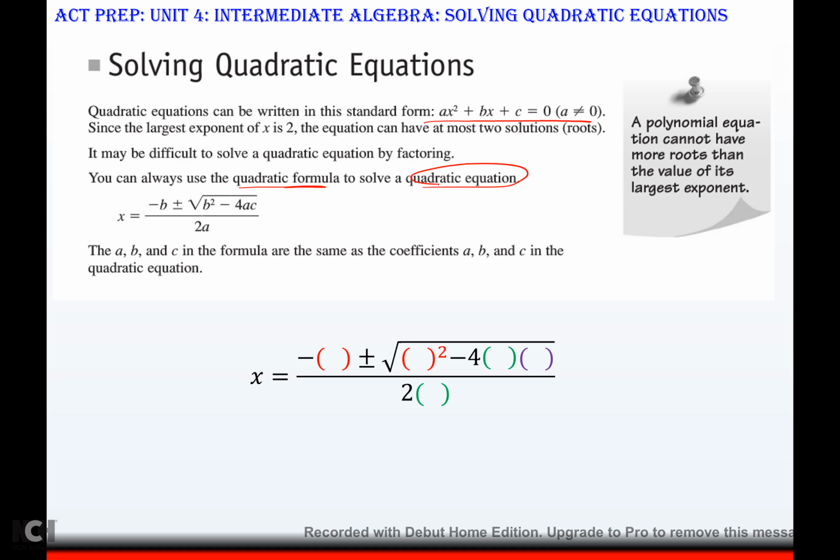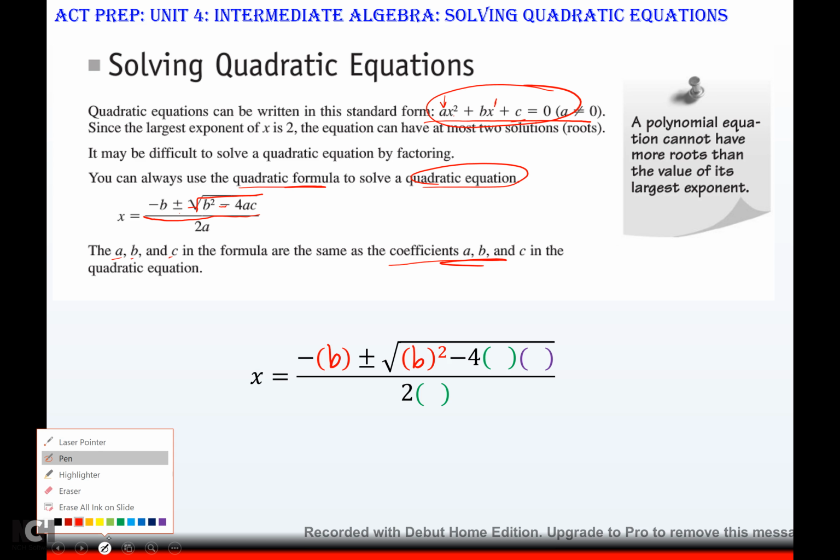Factoring doesn't always work. And the quadratic formula says x equals negative b plus or minus the square root of b squared minus 4 times a times c all over 2 times a. The a, the b, and the c come from the coefficients of your quadratic equation. A is whatever touches the second degree x, b is whatever touches the first degree x, and c is your constant.